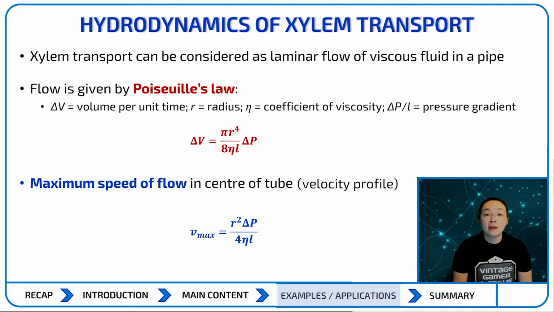So first, we make an assumption. We can consider xylem transport to be laminar flow of viscous fluid in a pipe. So Poiseuille's law is going to be in effect here, where we have the exact same equation as before. We can also calculate the maximum speed of flow based on the velocity profile. That's when x is equal to 0.